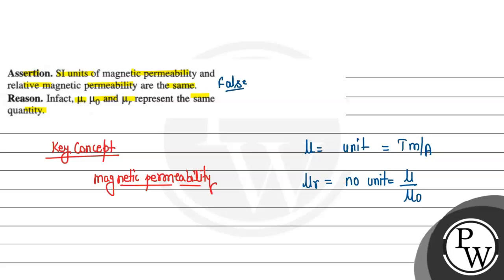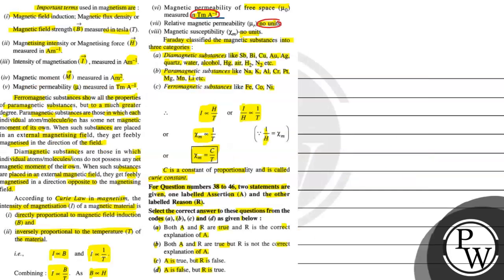Now for the reason, they're saying that mu naught and mu r are all representing the permeability. So they are all representing the same quantity. So of course the reason is true. So which option seems correct here? Option D seems the correct answer: the assertion is false, but the reason is true. So this is the answer for this question.